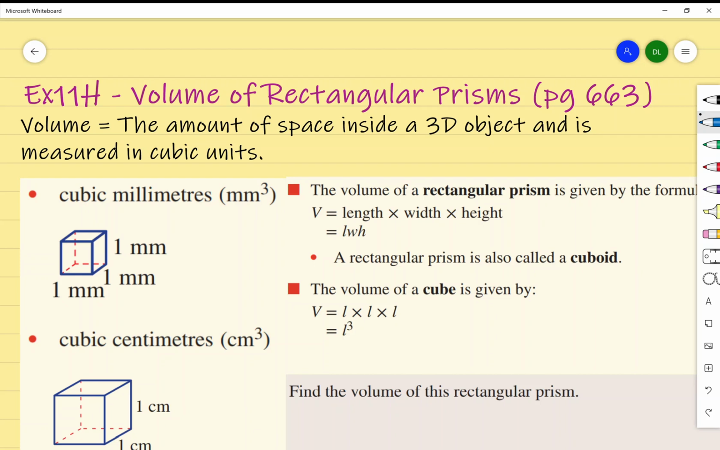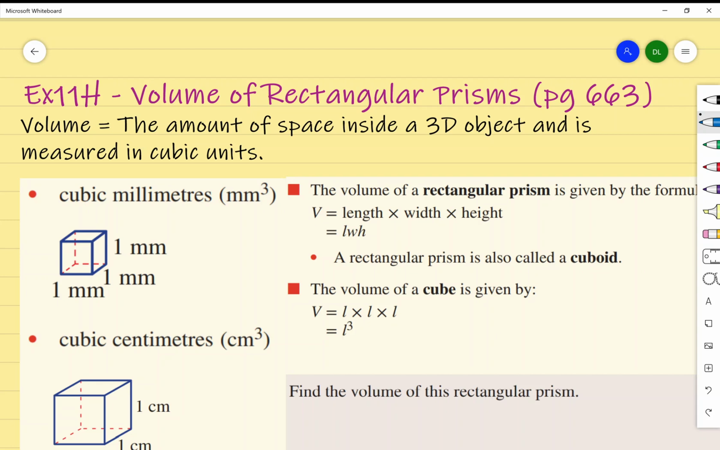So volume, by definition, is the amount of space inside a 3D object. Before, we were looking at area, which is found in a 2D object, whereas volume is in a 3D object. And it's measured in cubic units. With area, we're looking at squared units because we're looking at little squares. But now we're looking at cubes, so cubic units.